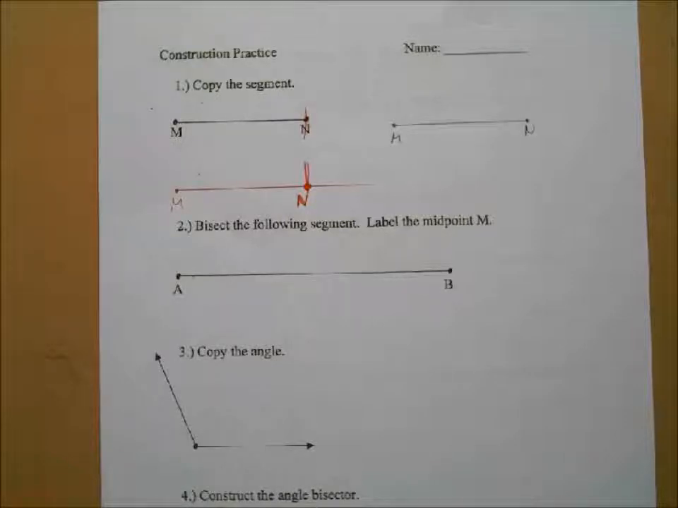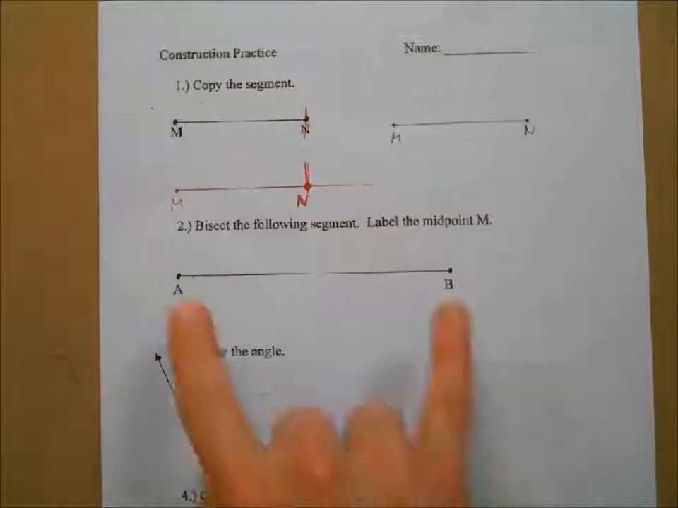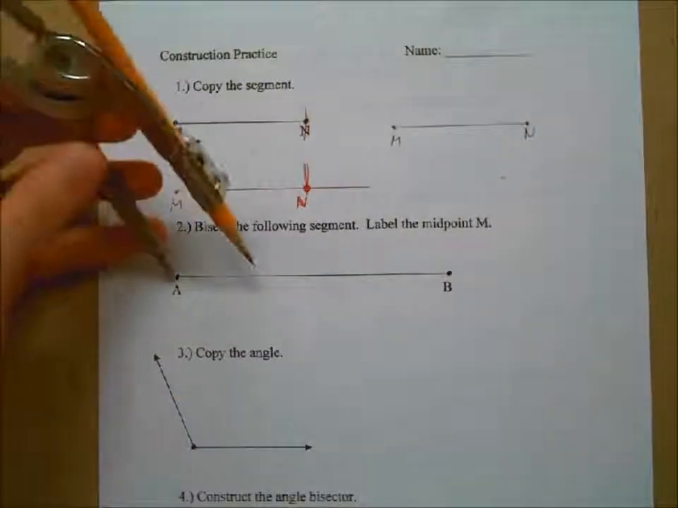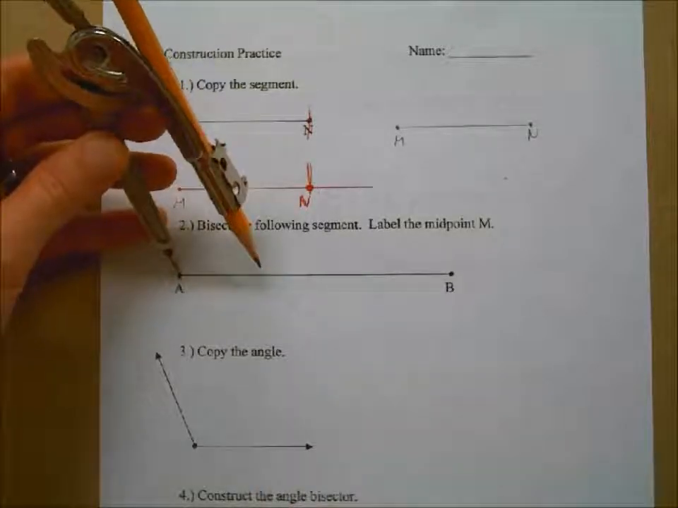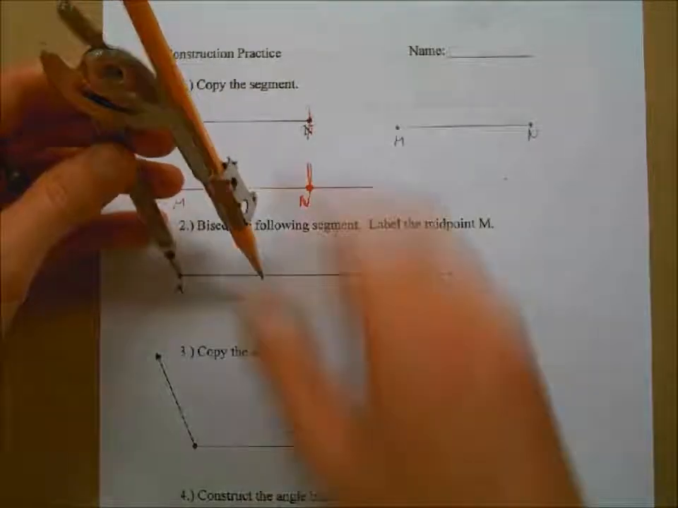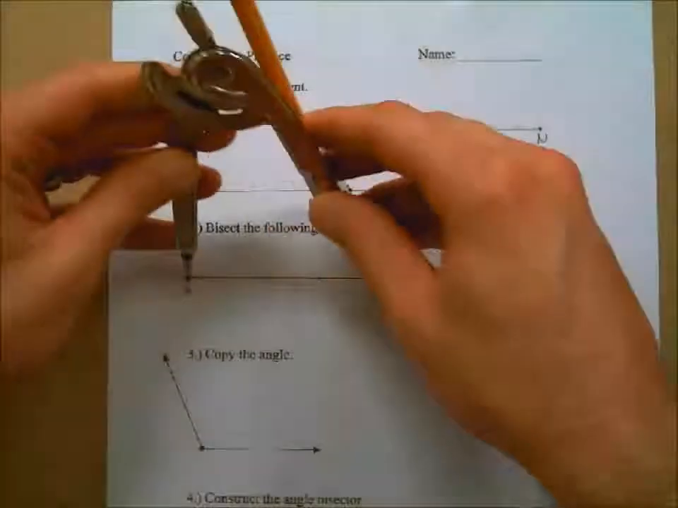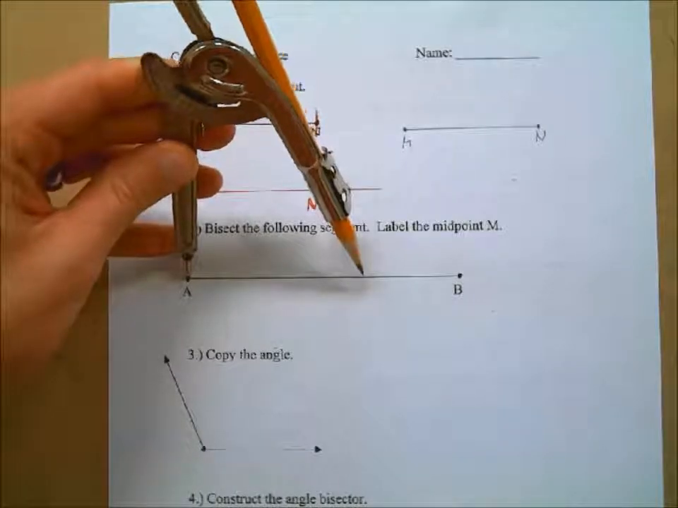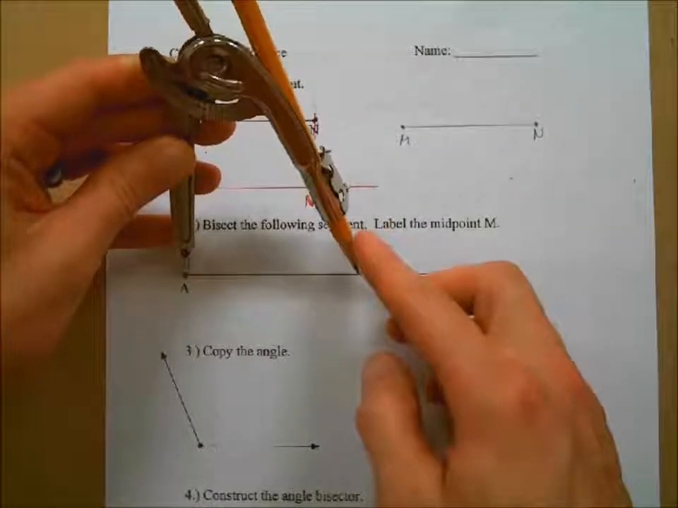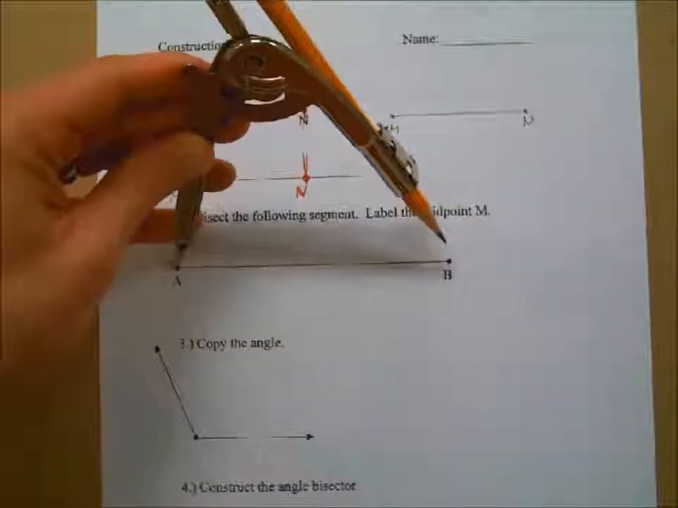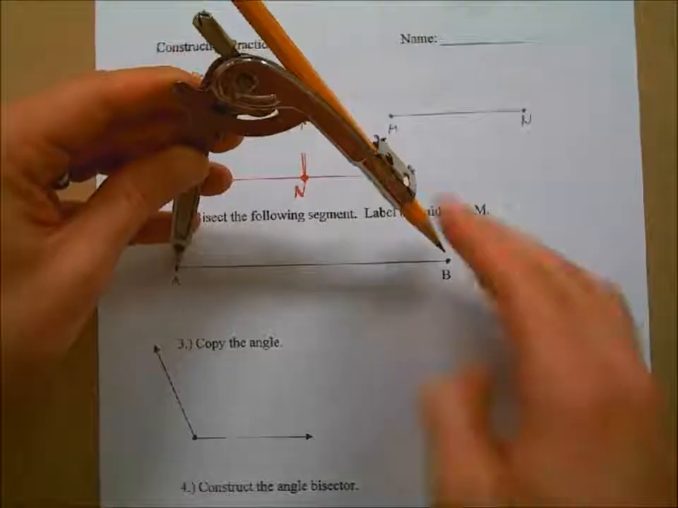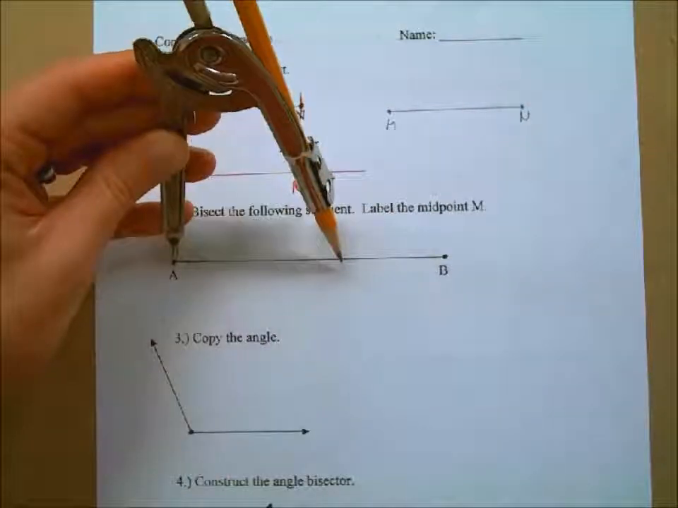Okay, so to find the midpoint, what you're going to do is put your compass point on the end point here of segment AB. Okay, and you want to open your compass up more than halfway. How much more than halfway? Well, I don't really care. Of course, the bigger you make your compass, the bigger your drawing is going to be. So you don't want to go too crazy, all right? So I'm going to go something like that, okay?